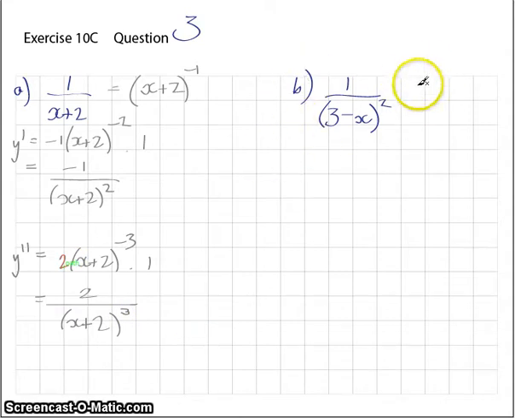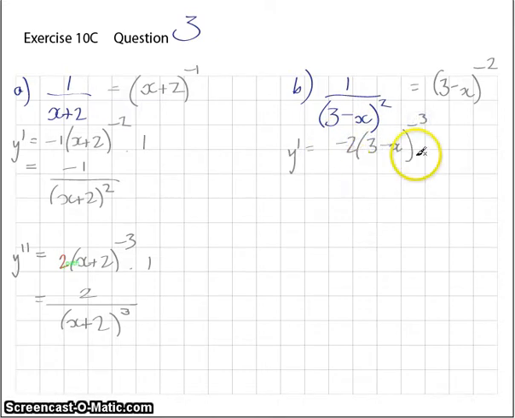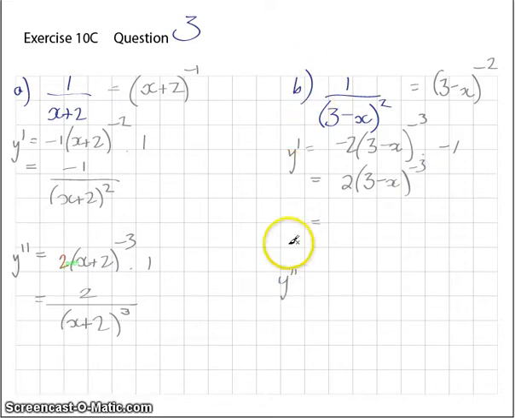Similarly here, before I start, I'm going to rewrite this as (3 - x) to the power of minus 2. So my first derivative is going to be minus 2 (3 - x) to the minus 3, that's the outside, times the derivative of the inside, which is just minus 1. So I'm going to tidy this up just a little bit and leave myself room to come back and write it up as a fraction, because that's how my original question was given.